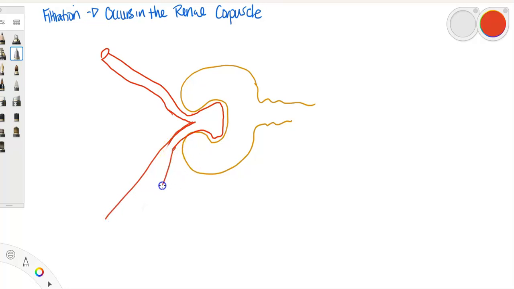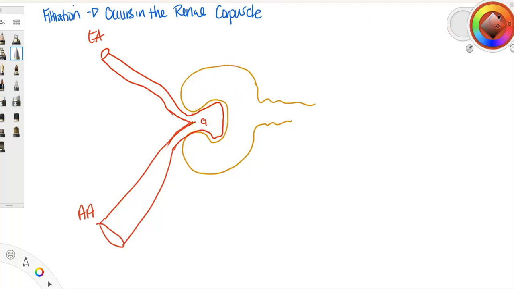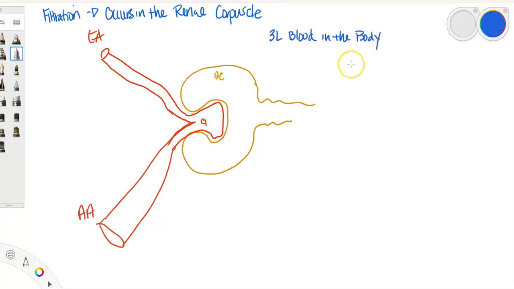And we have our afferent. So the efferent arteriole, got our little glomerulus here, and Bowman's capsule. Okay. So basically, there are about 3 liters of blood in the body. Okay. So 3 liters of blood in the body that have to be filtered.